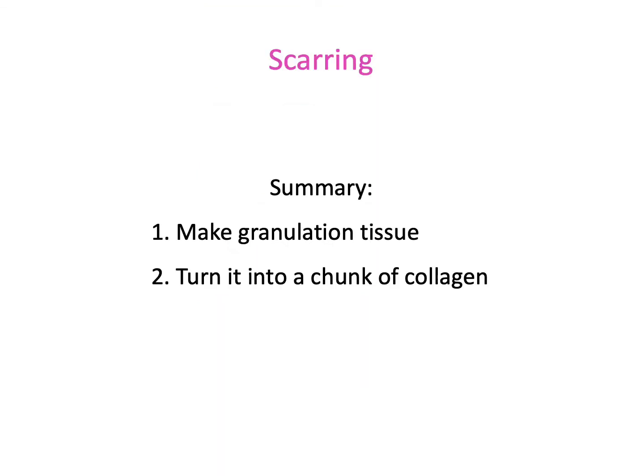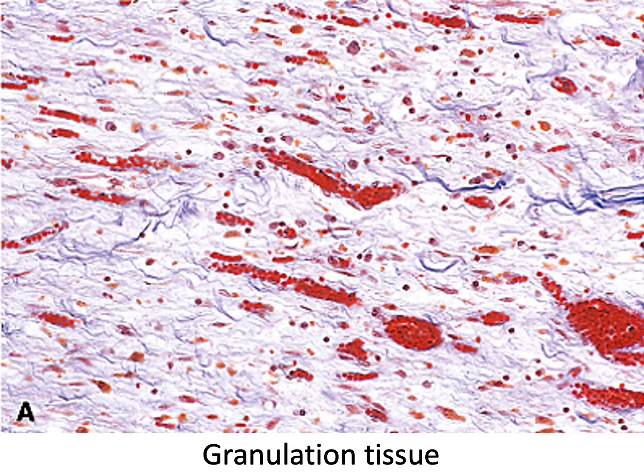So you can kind of summarize this whole process in just 2 steps. The first thing is to make that granulation tissue, and then over time to turn that granulation tissue into a chunk of collagen. That's basically it. Here's granulation tissue. It doesn't look like much. It's called granulation tissue, by the way, because it's got kind of a granular appearance to it. It looks sort of pink and bumpy or granular.